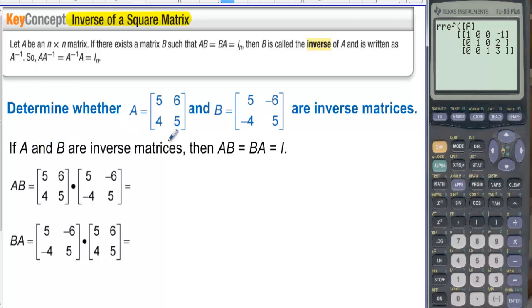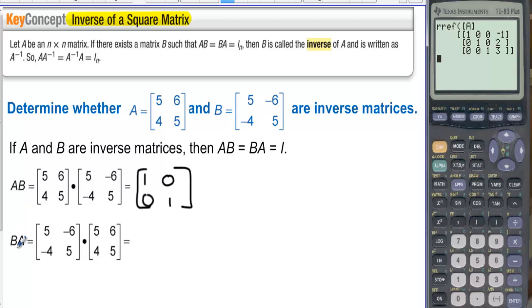If A and B are inverse matrices, then A times B is the same as B times A, which is the identity matrix. So let's look at A times B. That's equal to 25 minus 24. That's 1. Negative 30 plus 30 is 0. 20 minus 20 is 0. And negative 24 plus 25 is 1. So we get the identity matrix with A times B.